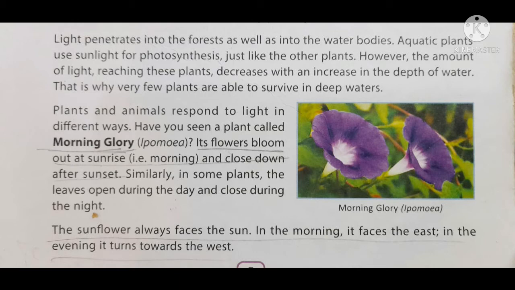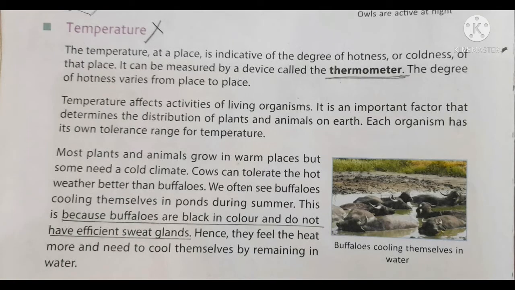So let's see it. The temperature at a place is indicative of the degree of hotness or coldness of that place. It can be measured by a device called the thermometer. The degree of hotness varies from place to place. Temperature affects the activities of living organisms. It is an important factor that determines the distribution of plants and animals on Earth.